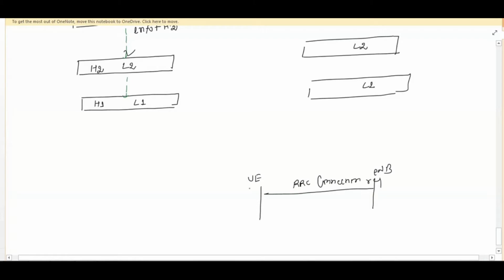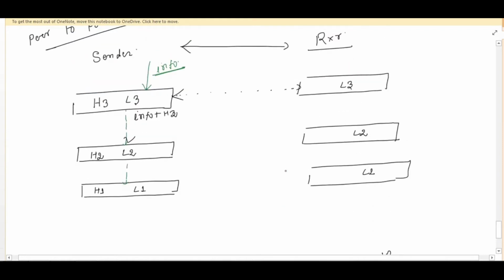Suppose UE RRC. What is RRC and all these things will come later on. I'm just giving an example. Reading it as a call flow is fine, but layer to layer does not transmit the information like this. We cannot say that the RRC layer, or L3, will directly transmit to the receiver side.